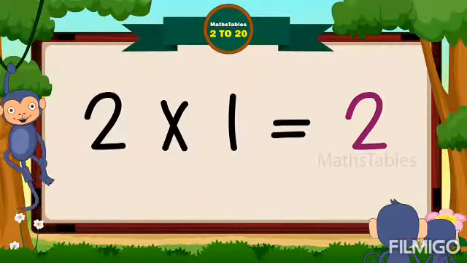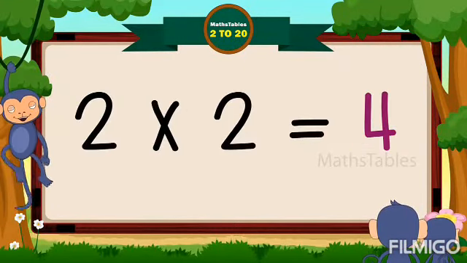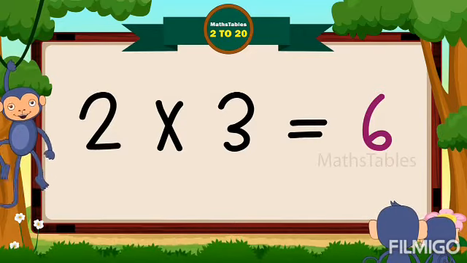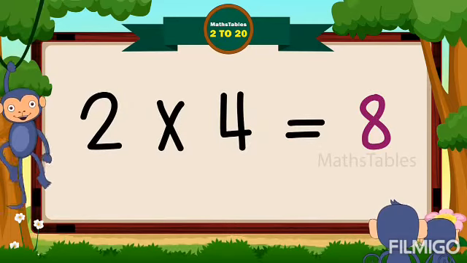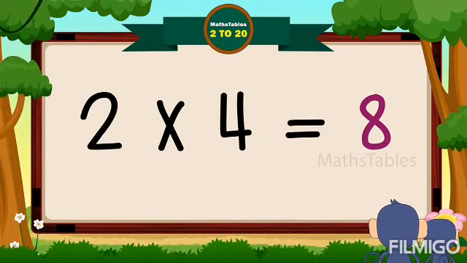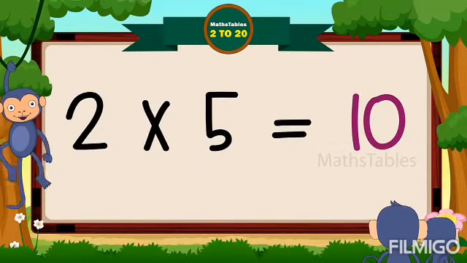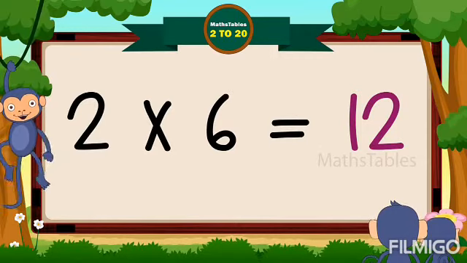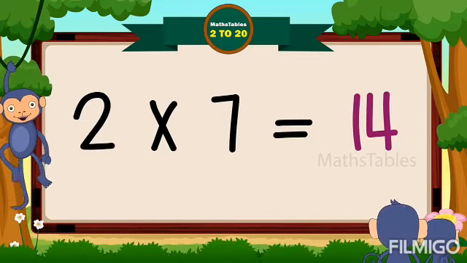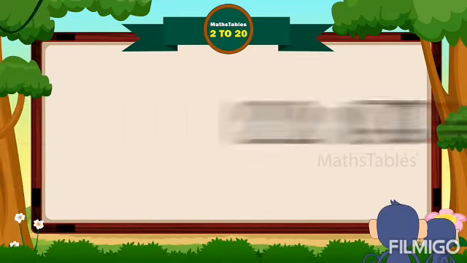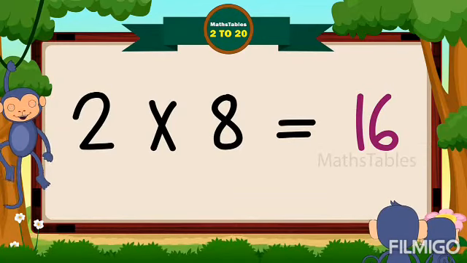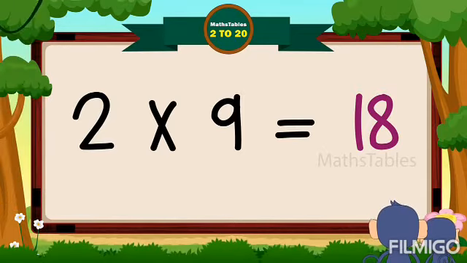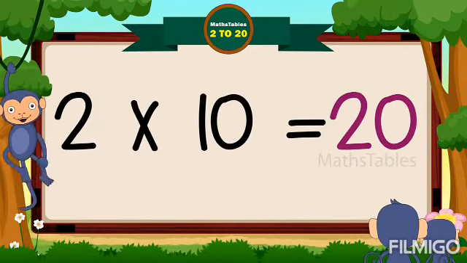Table of 2. 2 1s are 2, 2 2s are 4, 2 3s are 6, 2 4s are 8, 2 5s are 10, 2 6s are 12, 2 7s are 14, 2 8s are 16, 2 9s are 18, 2 10s are 20.